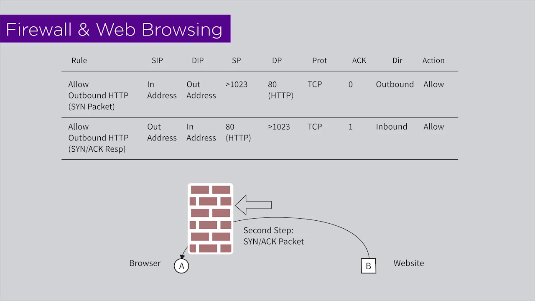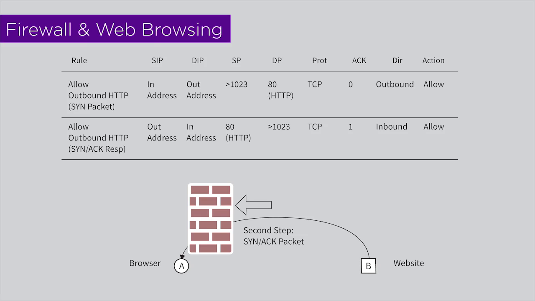The second step is the SYN-ACK packet. That's the response packet that's coming back to your user. So it's an out address. Destination IP is in. The source port is 80. That's coming from the web server. It's hitting your destination port that's greater than 1023. Protocol TCP. Acknowledgement bit now is 1, and now it's an inbound packet coming to you. And we're going to allow that. So you see how we let the first packet and second packet.